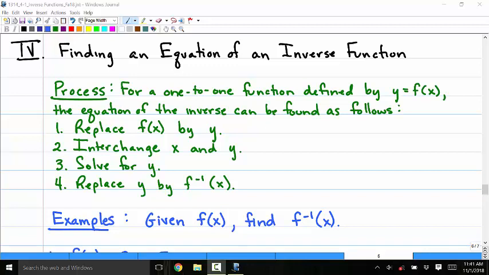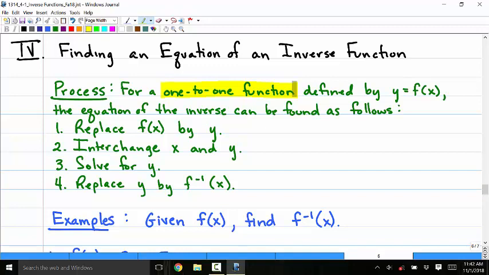All right, so we just did an example of finding an inverse if it was a set of ordered pairs, right? So now what if it's an actual algebraic function? How do you find the equation of the inverse function? And here's the process. For a one-to-one function, that's huge. First and foremost, the function has to be one-to-one. The equation of the inverse can be found as follows.